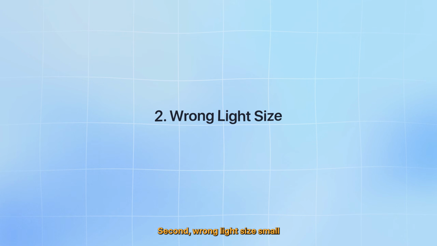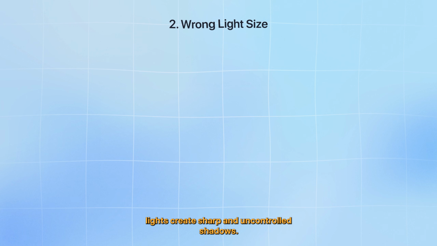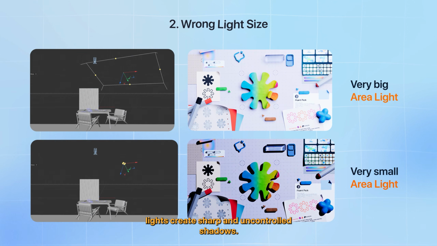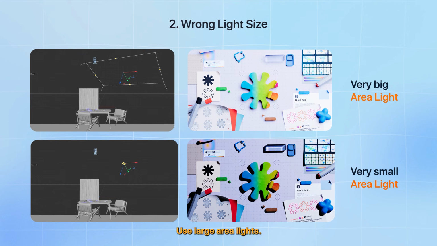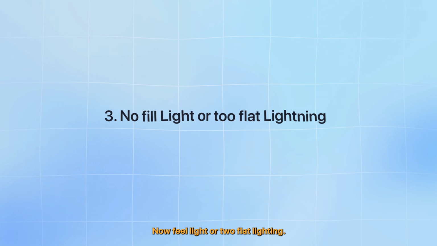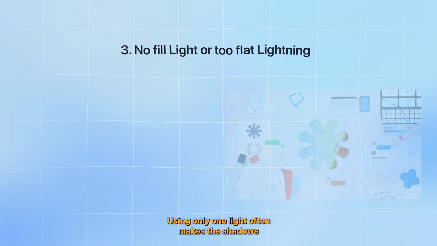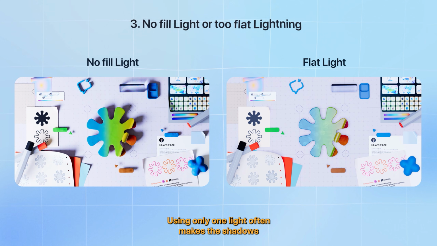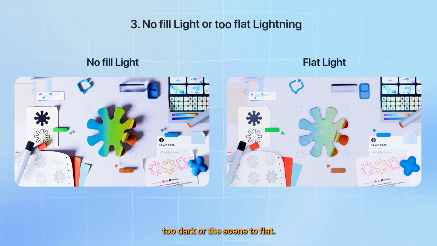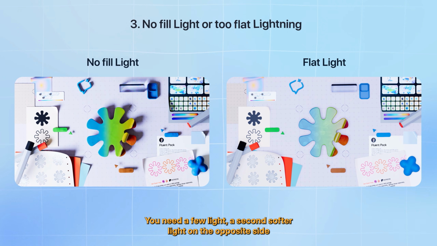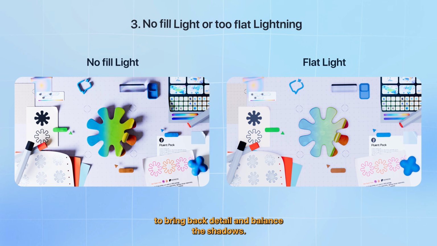Second, wrong light size. Small lights create sharp and uncontrolled shadows. To make the scene look clean and soft, use large area lights. Third, no fill light or too flat lighting. Using only one light often makes the shadows too dark or the scene too flat. You need a fill light, a second, softer light on the opposite side to bring back detail and balance the shadows.